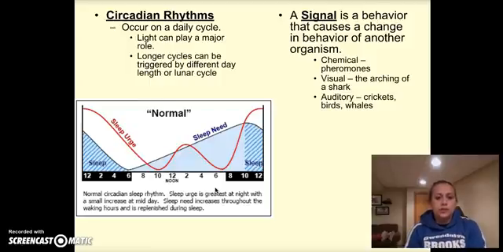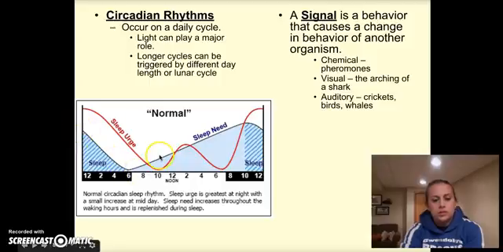Circadian rhythms are really important. They occur on a daily cycle. Light can play a major role. Sometimes you can have longer cycles that can be triggered by different day length or lunar cycles. Something to pay attention to is how the sleep urge changes through this cycle, and also when an organism sleeps, when he's awake, what happens to the sleep need, and then again once he sleeps.